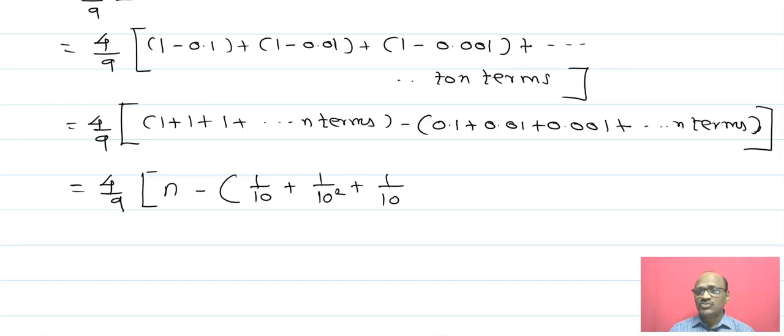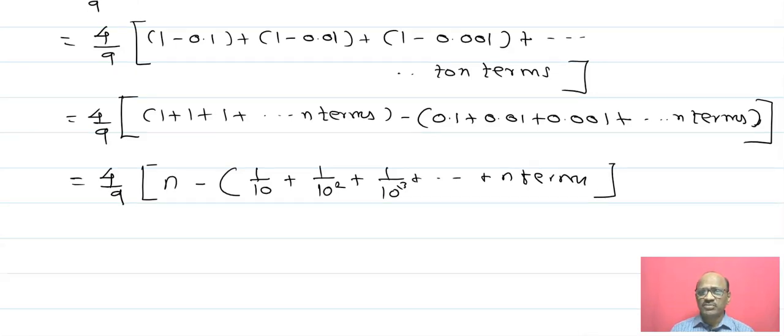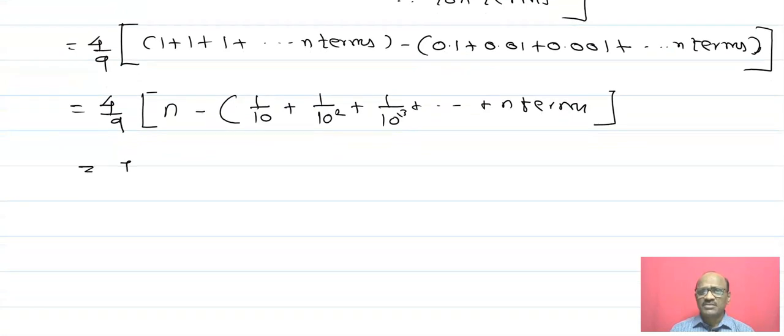Now see, this 0.1 means what? 1 upon 10. 0.01 means what? 1 upon 10 square. 0.001 means what? 1 upon 10 cube, up to the n terms. Now see this, 4 upon 9 in bracket n minus. Again, this is in the geometric progression.